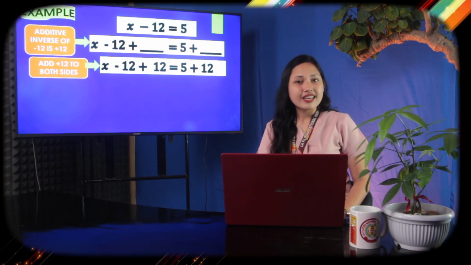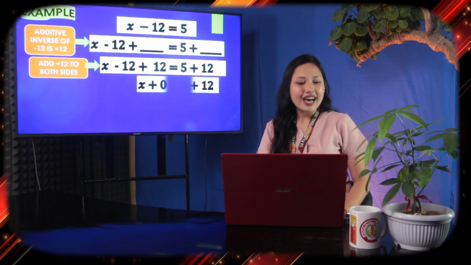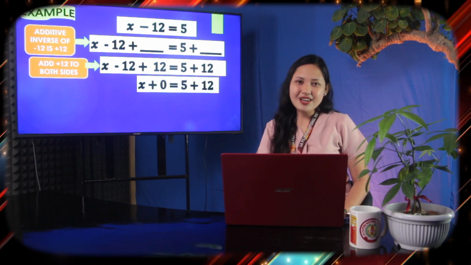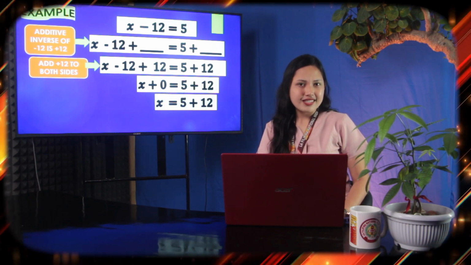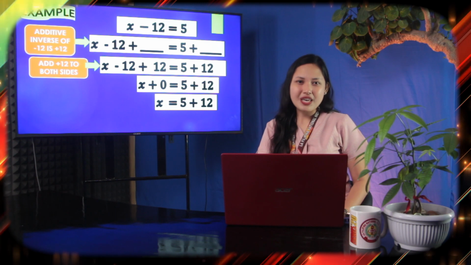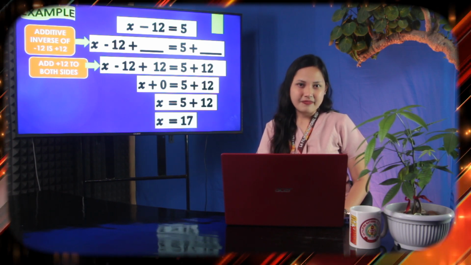And we all know that negative 12 plus positive 12 equals 0. So, we have x plus 0 equals 5 plus 12. And x plus 0 equals x. And 5 plus 12 equals 17. So the value of x here is 17.